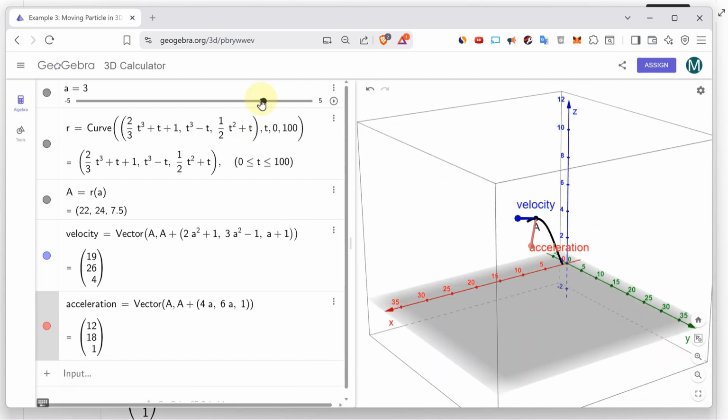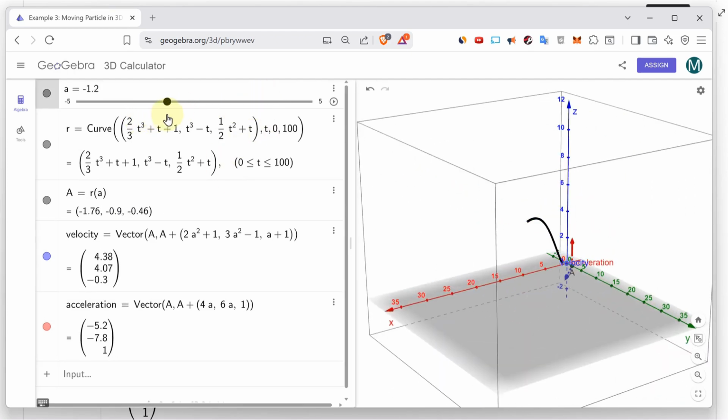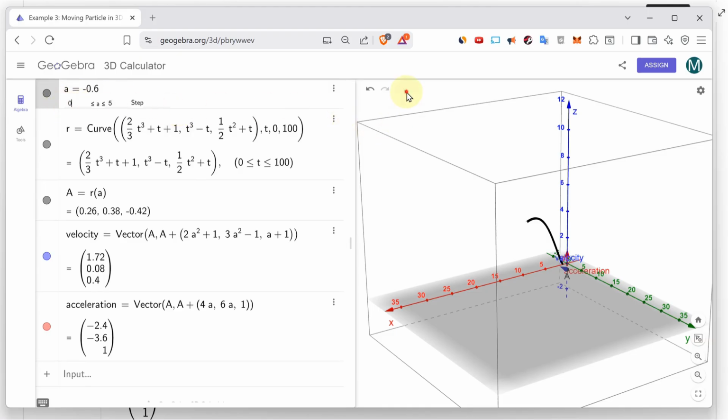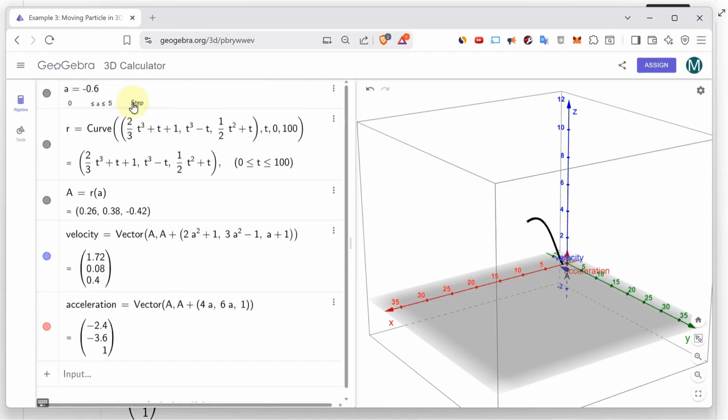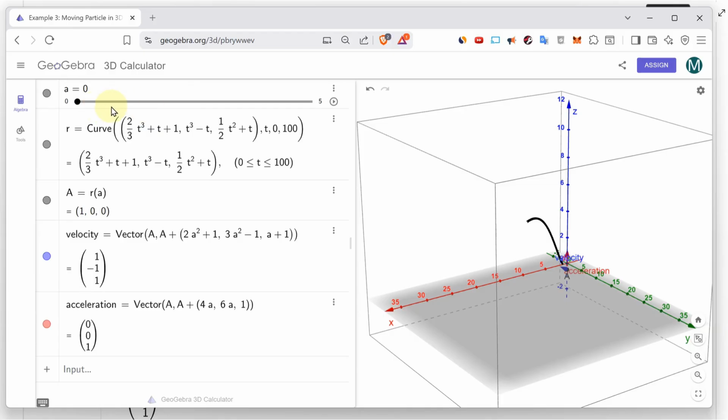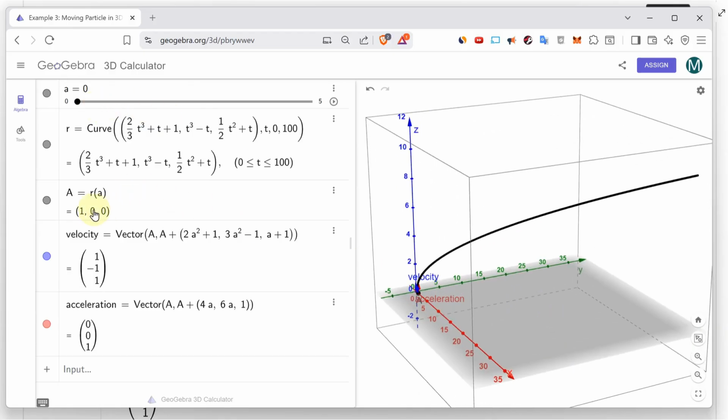Now if you go to r of a equals 0, I'll move this, I don't like this thing, make it 0. All right, so it starts off at 0, enter. Okay, so 0 is the beginning, and notice at 0 it is 1, 0, 0.